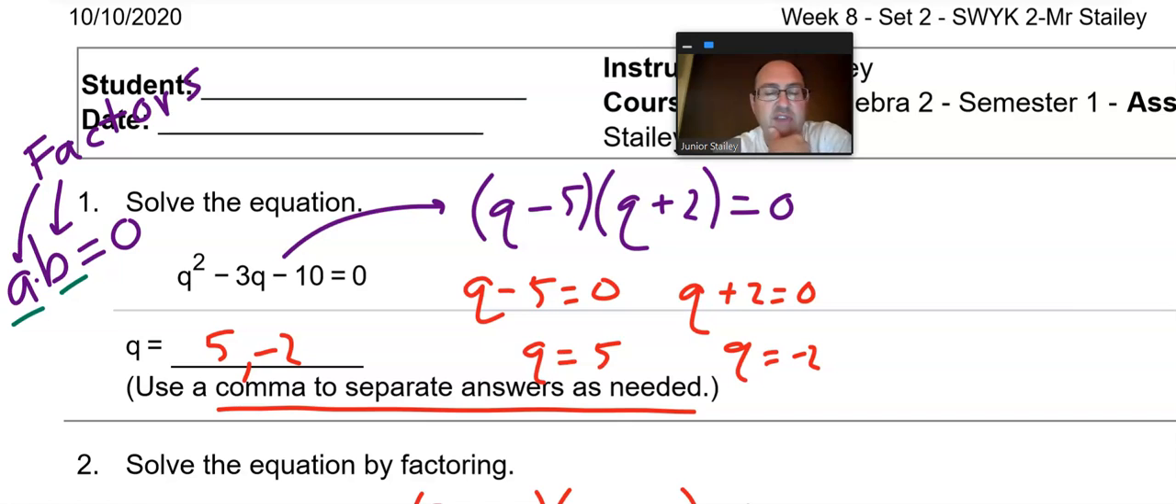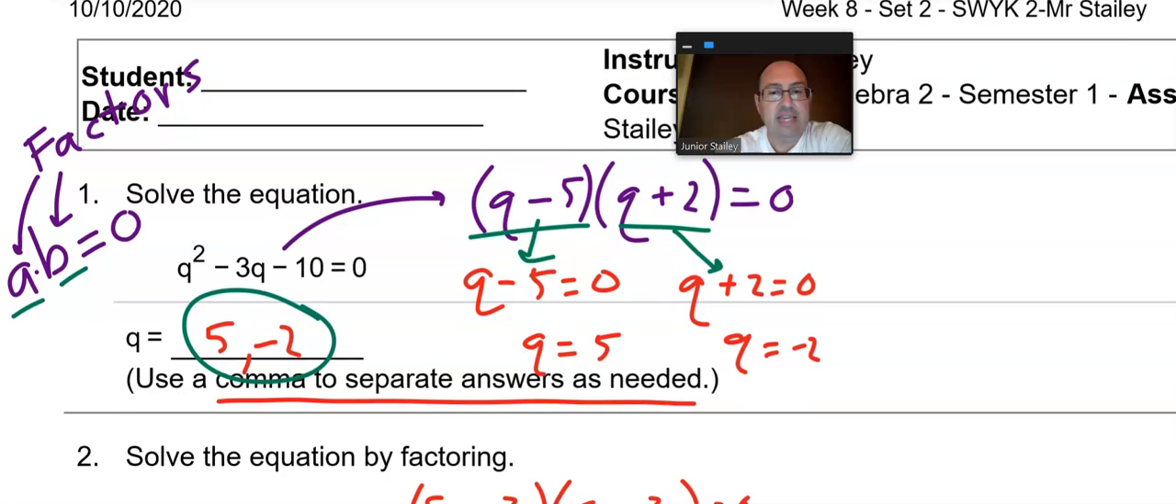Now, when you see that something's factorable, like question 1, you factor it and you get q minus 5 and q plus 2. These are the two factors that multiply together to give you 0. So what do we know? We either know that q minus 5 is equal to 0, or we know that q plus 2 is equal to 0. We know one of those two things. Then we simply solve each one of the equations. Obviously, the first one is q equals 5, and the second one, q equals negative 2. That's why those are the two answers. It does say use a comma to separate your answers as needed.